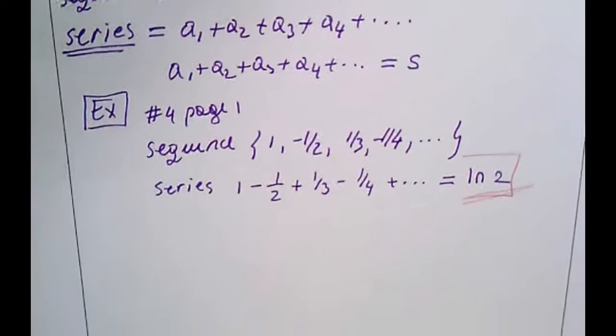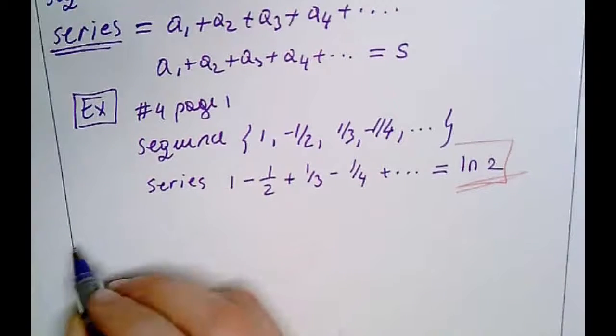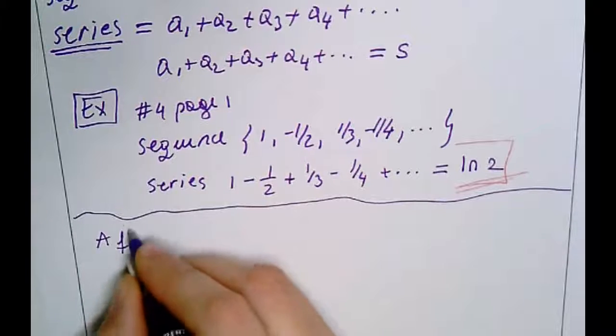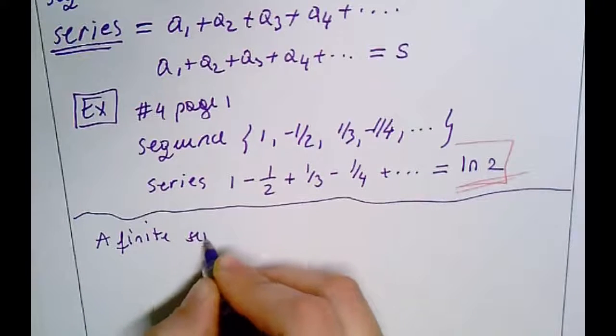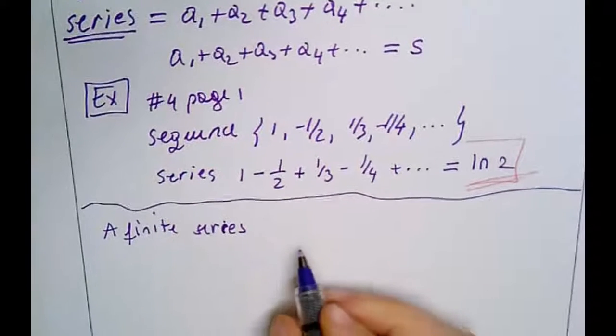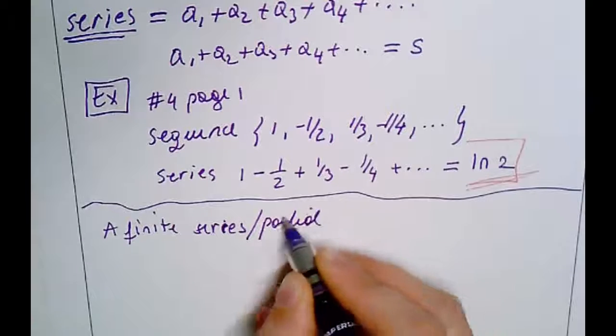All right, however, if we have a finite series, we call that a partial sum.